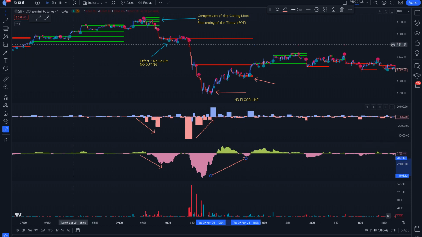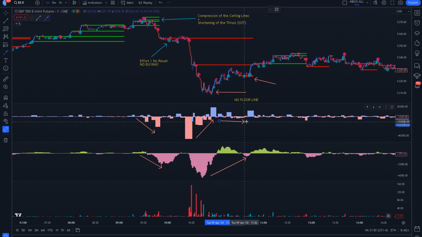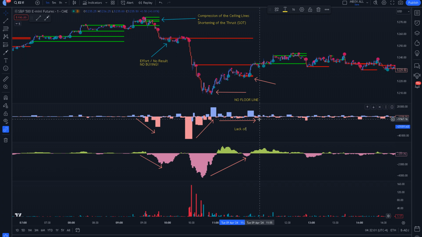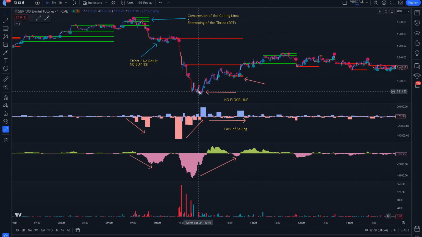And we can see that in the MBOX histogram as well, a lack of selling, right? Lack of selling. All right. So if you were to observe this, price begins to reverse up. We did not make a floor at the bottom here. You begin to see selling dry up. That's enough to take a long position here.